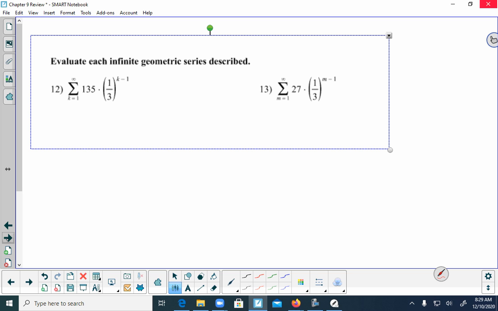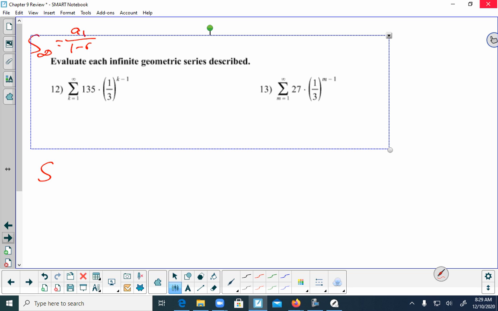It says evaluate each infinite geometric sequence. So that's a different formula than the one that we just did because I'm looking at an infinite. And that formula, remember, is the sum to infinity. And you can only do this for a geometric sequence that has a ratio less than 1. Well, the absolute value is less than 1. And this is going to be a sub 1 over 1 minus r. So it's a much easier formula, I think.